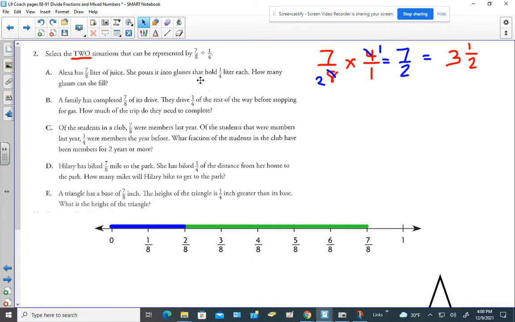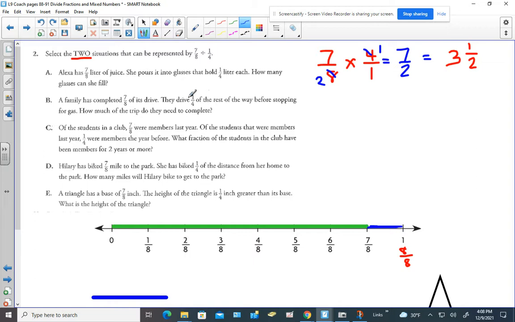Let's look at choice B. So A is a yes. B, a family has completed 7/8 of its drive. So this could represent how far they went. Now they didn't do the whole trip, right? Because if they did the whole trip, then they would have done 8/8 of the trip, or the whole trip. So let's interpret this. They drive 1/4 of the rest of the way before stopping for gas. So this is a little bit unclear to me, but if we interpret this as the rest of the way, because this is what they already drove, this is what they completed, and this is the rest of the way.